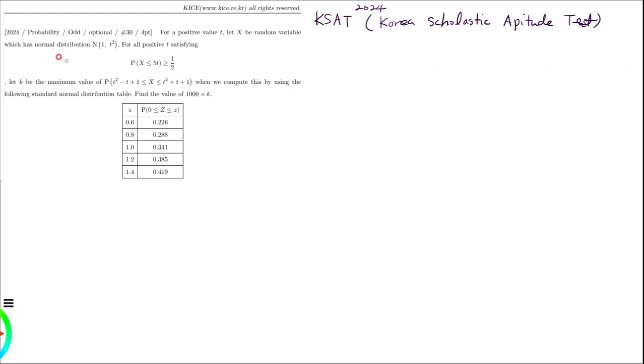Okay, this time I want to deal with the probability problem, which is optional, number 30. This is about normal distribution and using the standard normal distribution table with respect to finding the area of the probability density function. Okay, what's the point of this problem? The first point is standardization.